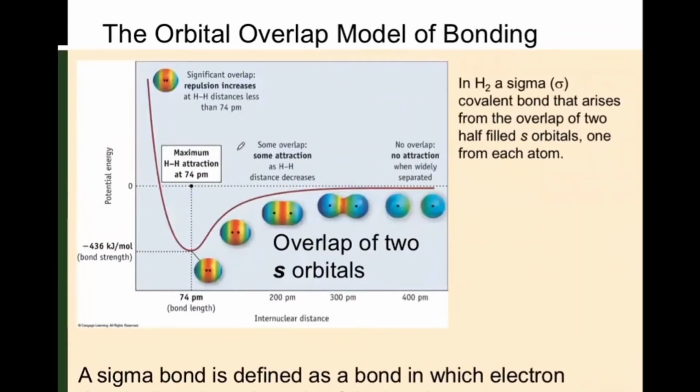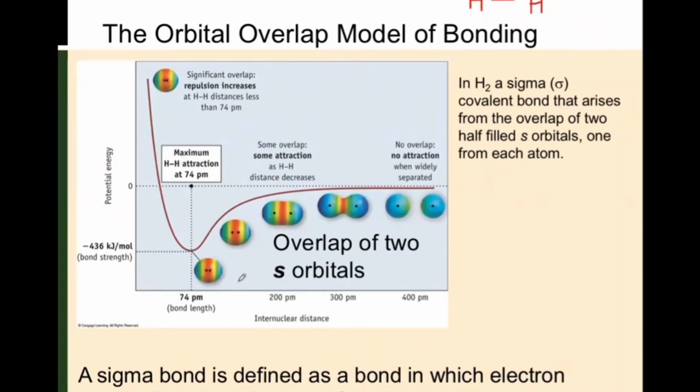Here we have the orbital overlap in the H2 molecule. This is a very simple molecule where there's only 1 electron from each atom. So it forms this H-H bond, like this, and that is a sigma bond.